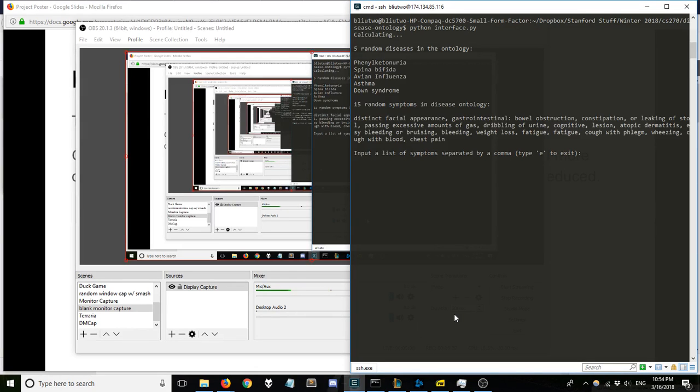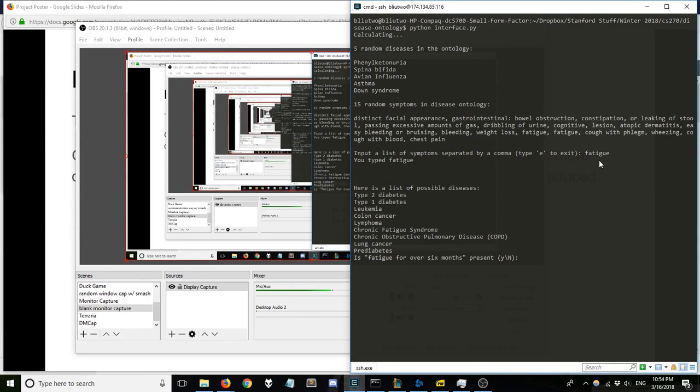So first it shows some random diseases in the ontology and some symptoms that you can use. One symptom that a lot of diseases have is fatigue. Given that the user inputted fatigue, one symptom, it gave a list of possible diseases based on the diseases in the ontology, and asks, is the symptom fatigue for over 6 months present?